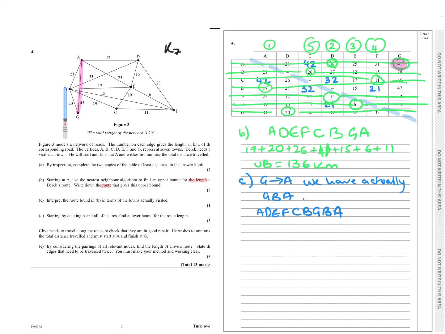We're doing GBA. Why? Because that makes 41. 20 plus 21 is 41, and that's what it said. Because remember, when we do this, we look at the least distances. So this is why part A was important.